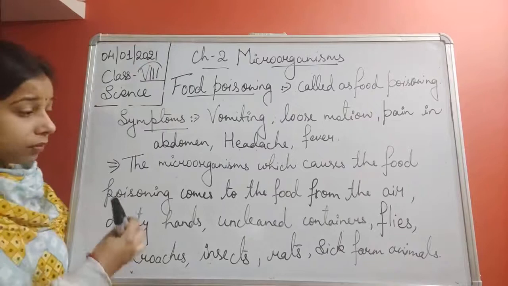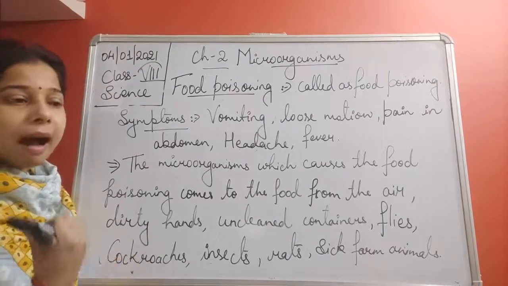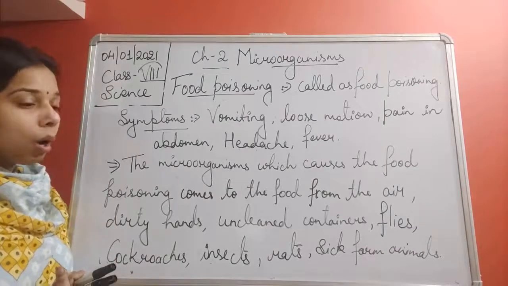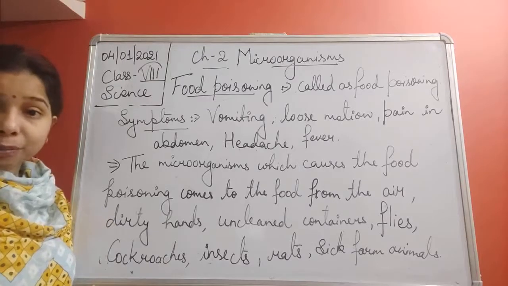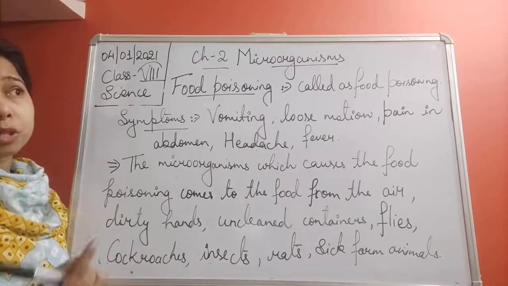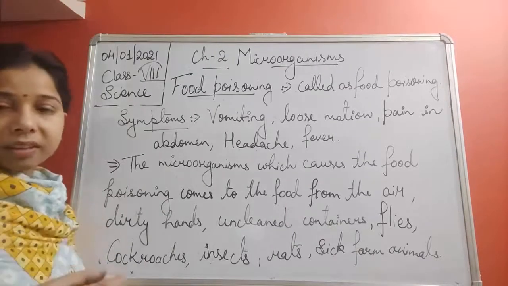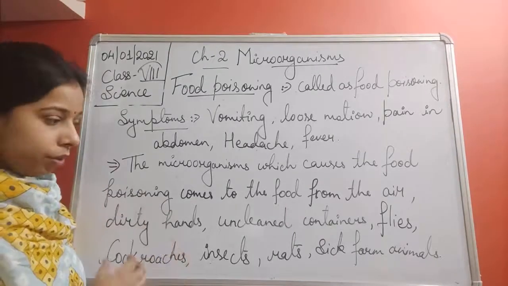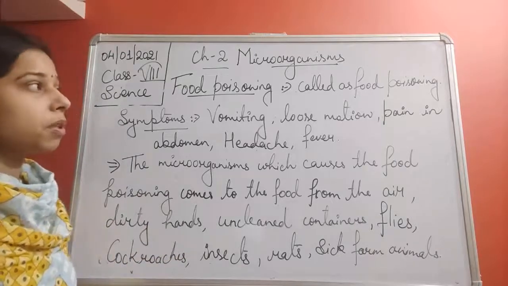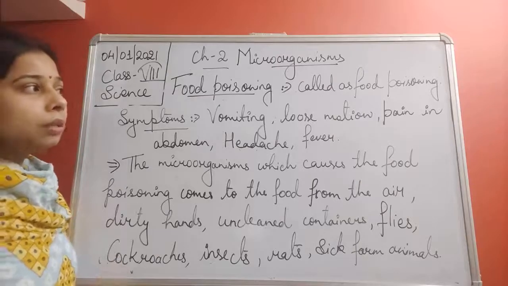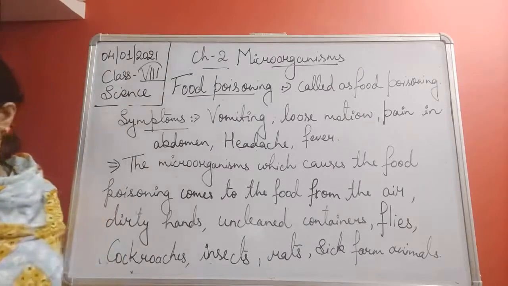Air is also responsible. If a person is handling the food with a dirty hand, or if the container in which the food is kept is unclean, not cleaned properly. Flies are also responsible because flies take the microorganism from a place to the food. Then insects, even the cockroaches and the rats, are also responsible for the same. Now, what are the different kinds of microorganisms which can cause food poisoning?